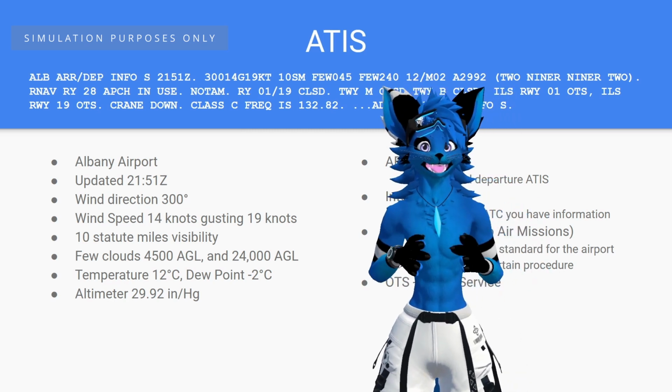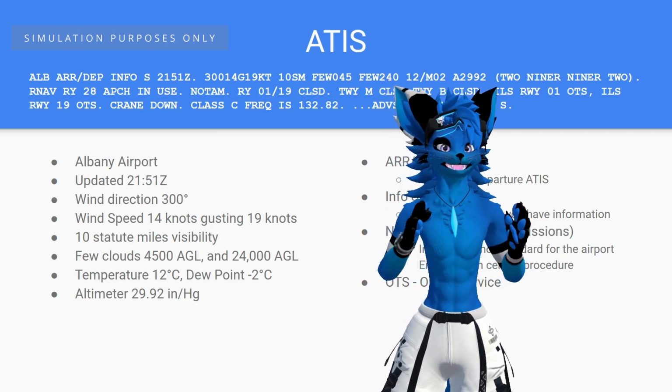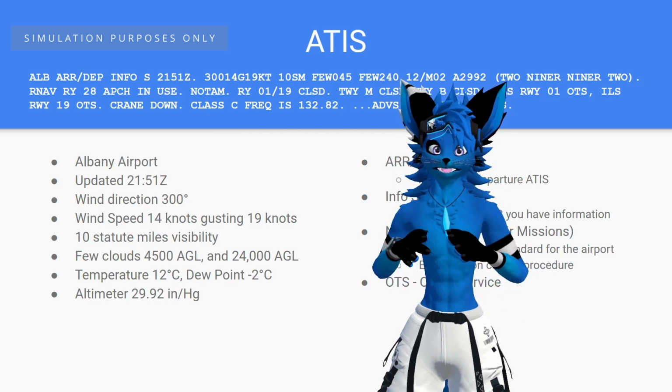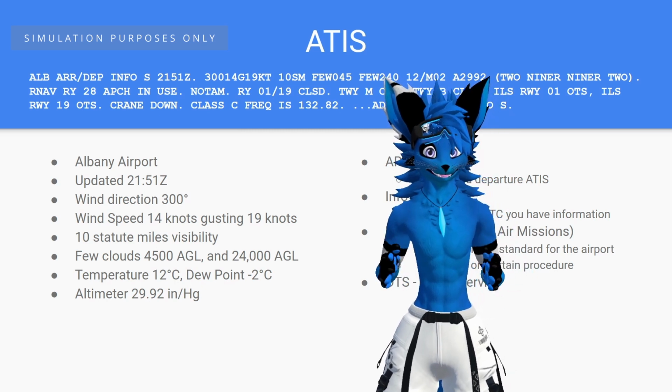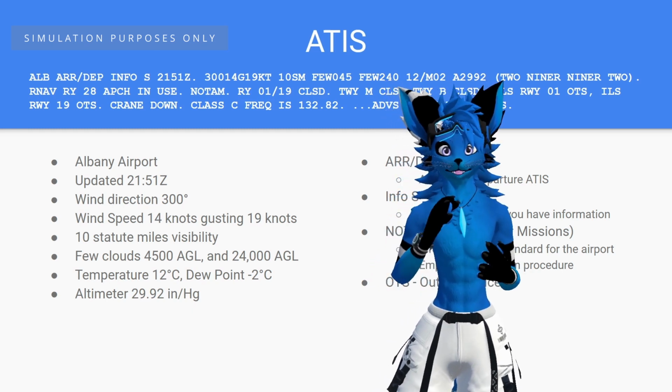That means that this ATIS applies to both arriving and departing aircraft. Some airports have a different ATIS for arrivals than they do departures. So if you are flying at one of those airports that does, make sure you're looking at the correct one, and it will specify whether it is the arrival or departure ATIS.